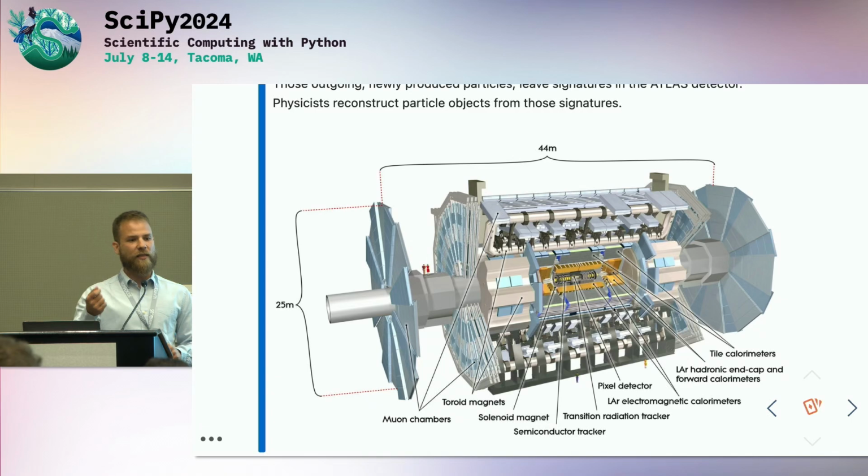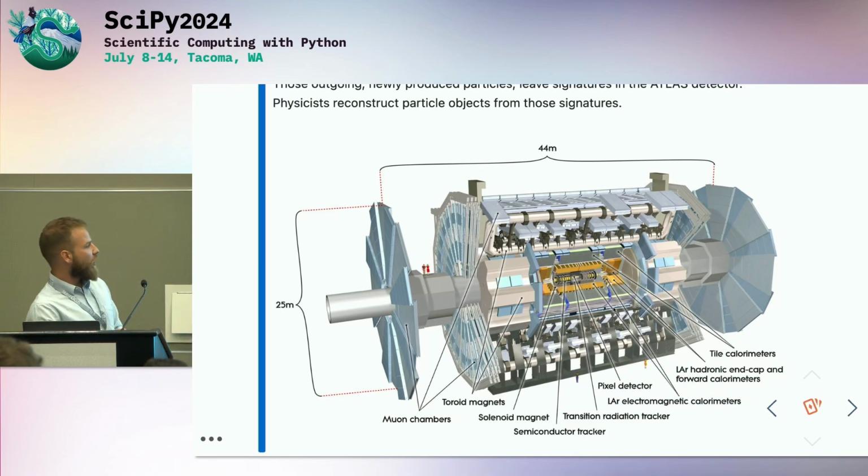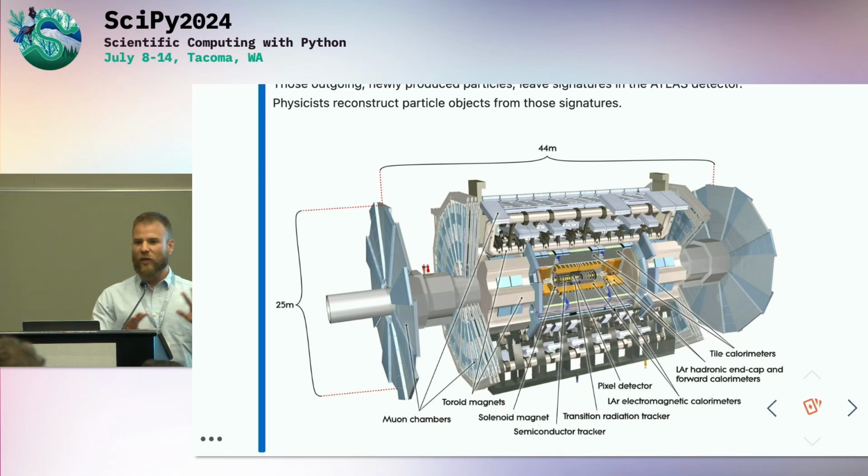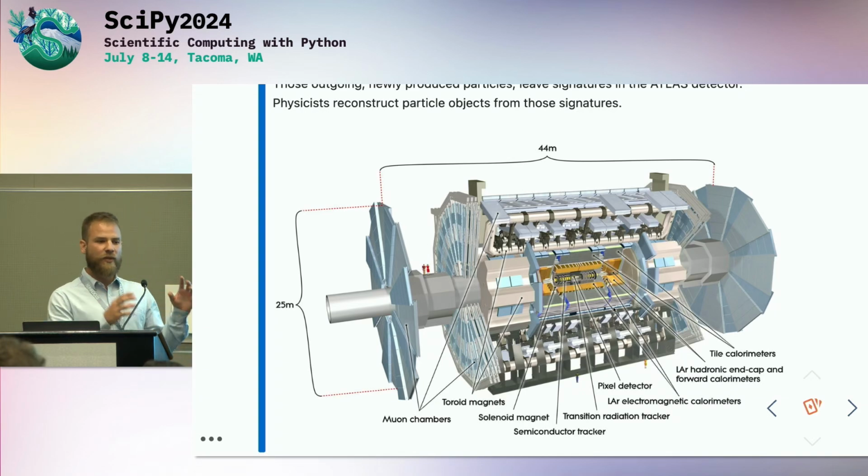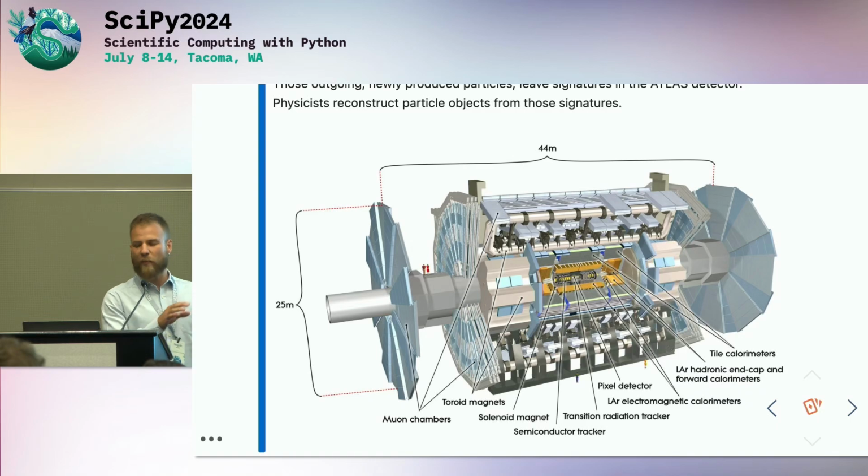Not all the particles leave the same signature in the detector, so when the protons collide, new particles are created, they fly through the detector, but different particles leave different kinds of signatures inside the detector. That's why we need all of these weirdly named things: calorimeter, pixel detector, semiconductor tracker. We don't need to go into the details, but every sub-component of the whole ATLAS experiment is made to detect particular signatures of particular particles.